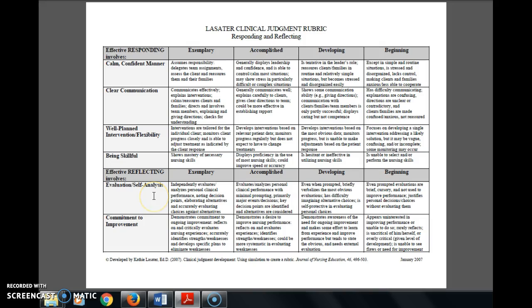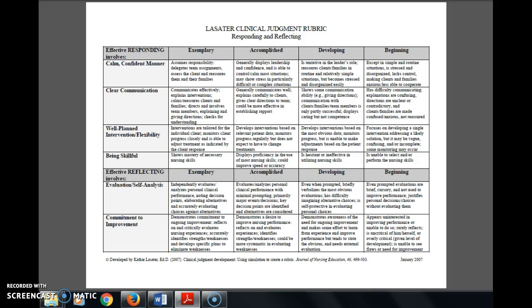Finally, there needs to be the ability as a nurse to reflect on how you did, not only on what you did and how it impacted the patient, but also some self-awareness as far as how you did with respect to your clinical judgment. And then you also need to commit to improving your abilities related to clinical judgment.